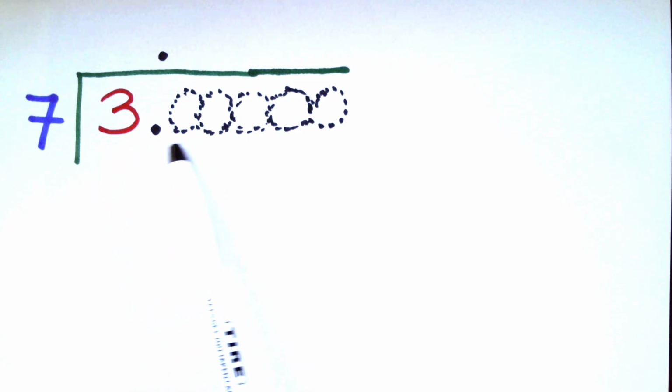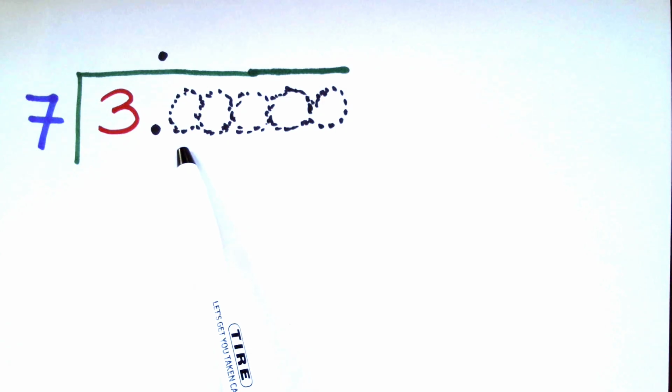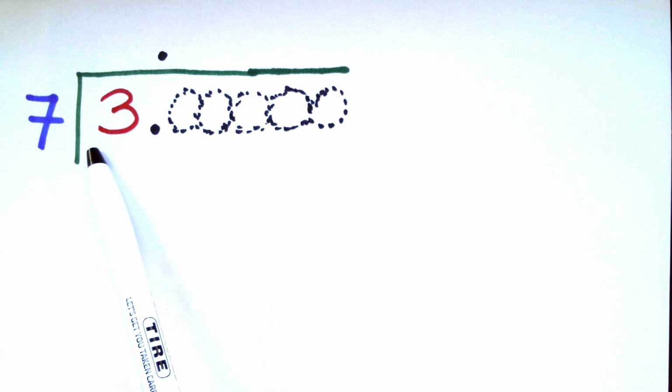My new target is 30. 7 times what number gets me closest to 30? And once you find that number, give it a try. I want you to give this a try yourself. 7 times what number gets me 30? What am I going to do with the product of 7 times that number compared to the 30? Well, let me show you.